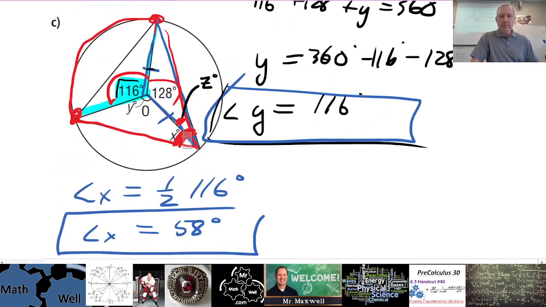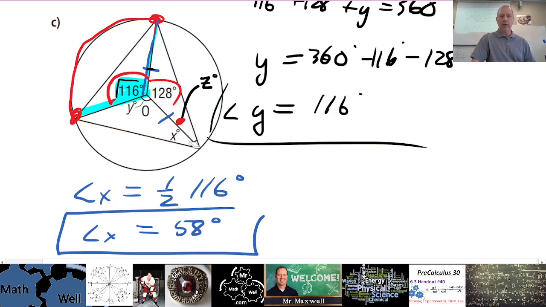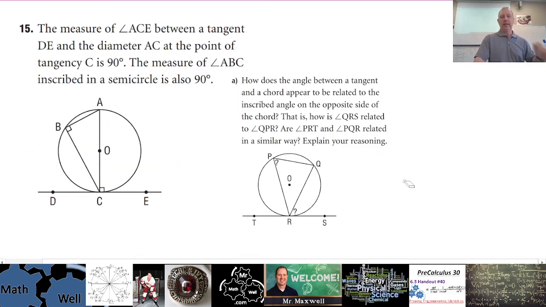I'm going to erase this marking here if I can. Come on. Uh-oh. So yeah, notice that this x is this whole angle here, and that's the easiest way to find that. Okay, all right. So I'm going to do 15 a little bit quick.